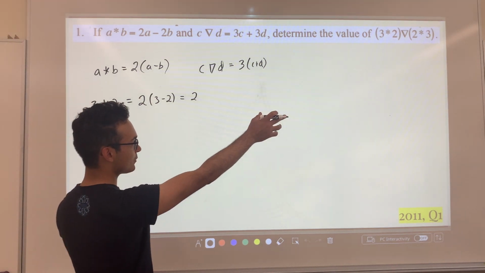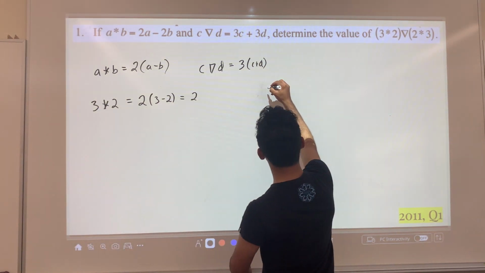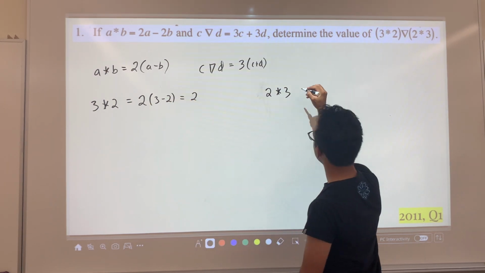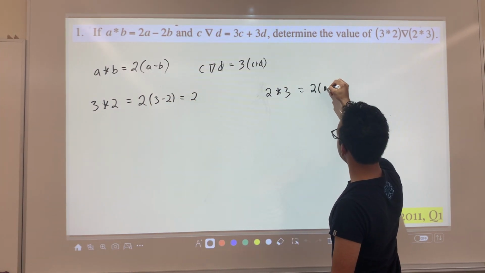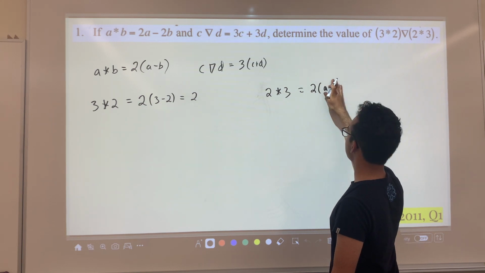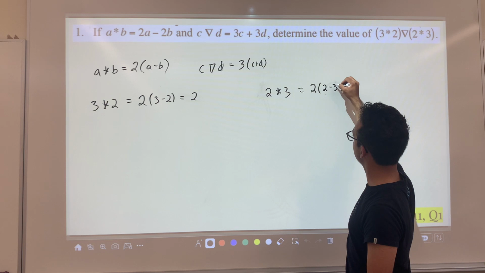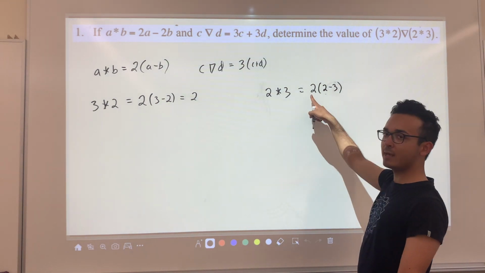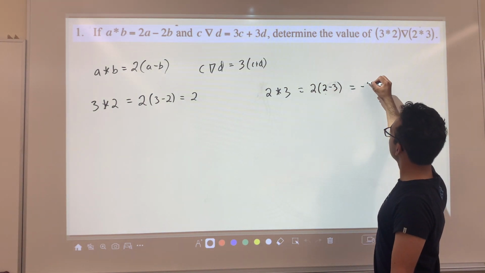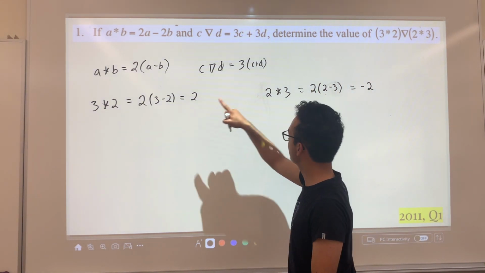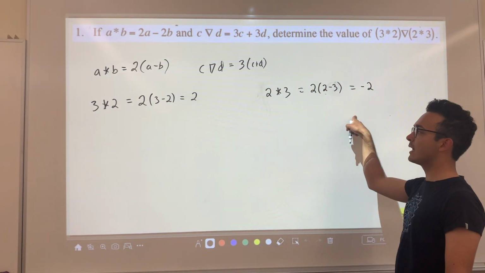Okay, so now let's do the right side of the equation. So we have 2 star 3, and we're still using this equation over here. We get 2 times a minus b, and a minus b in this case is 2 and 3, so it's 2 times 2 minus 3. 2 minus 3 is negative 1, and 2 times negative 1 is equal to negative 2. So this side, the left side of the equation, we've got 2. The right side of the equation, we've got negative 2.